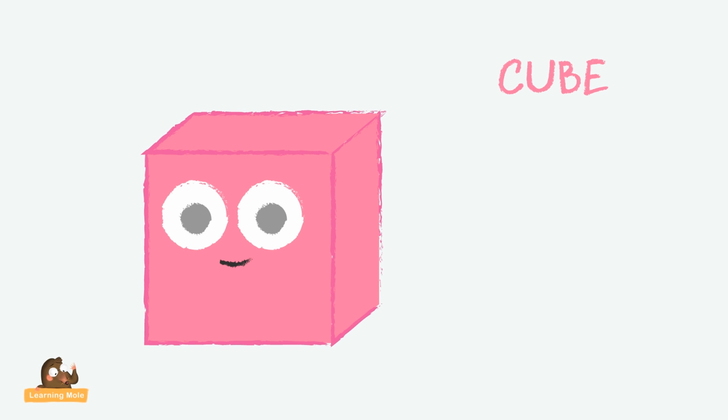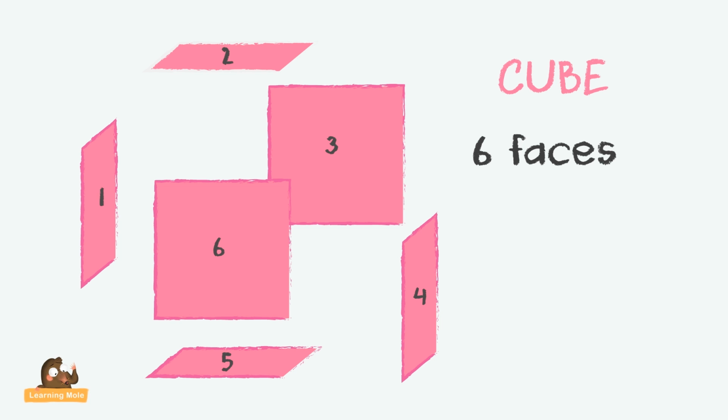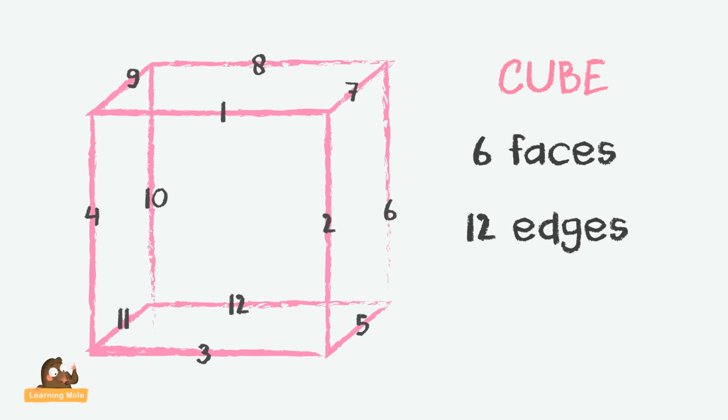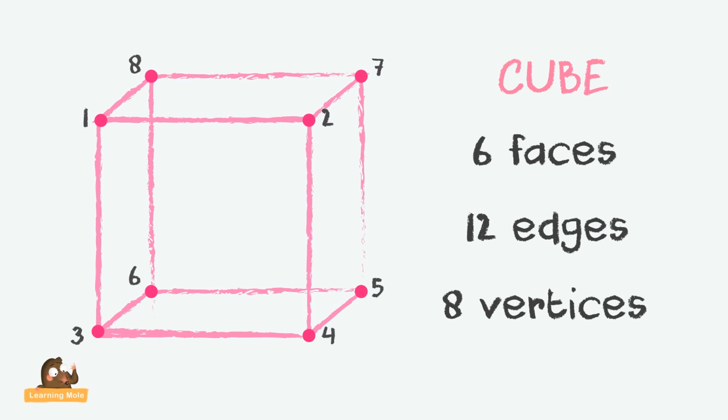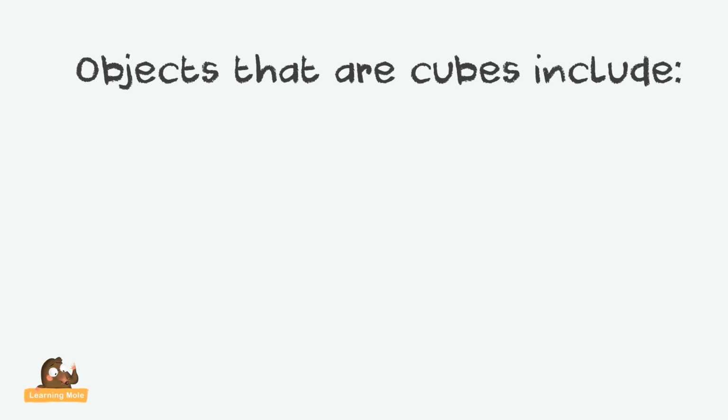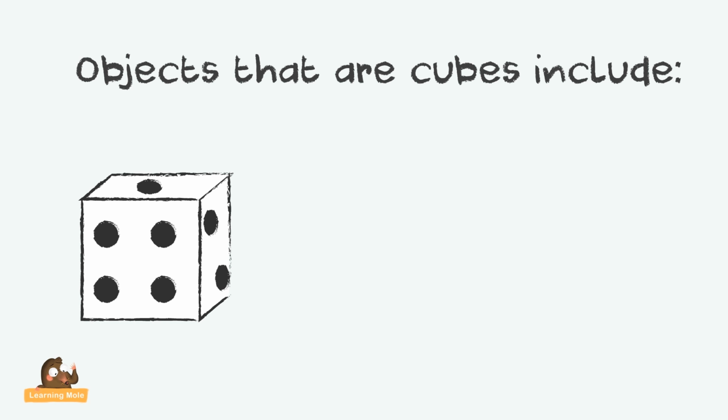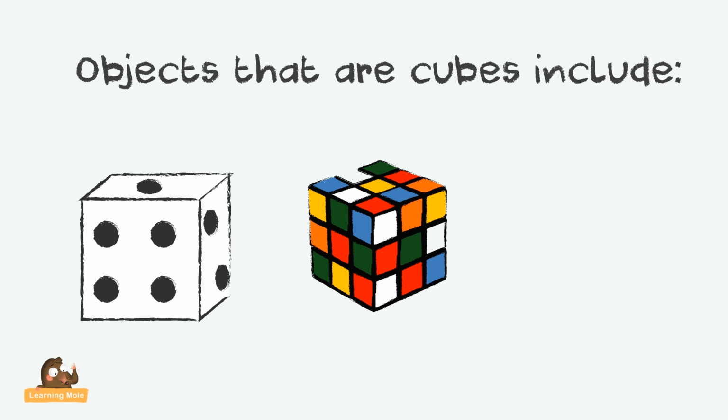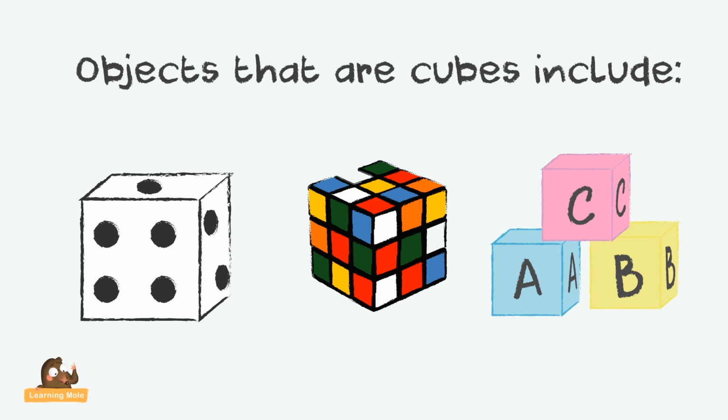Cube. A cube has 6 faces, 12 edges, and 8 vertices. Objects that are cubes include dice, Rubik's Cube, building blocks.